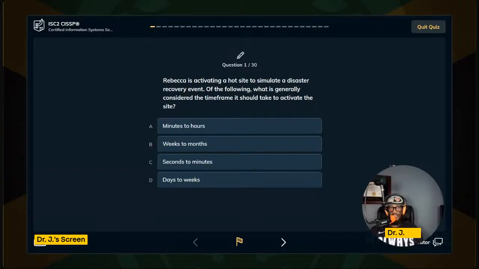All right, question one. Rebecca is activating a hot site to simulate a disaster recovery event. Of the following, what is generally considered the time frame it should take to activate the site?